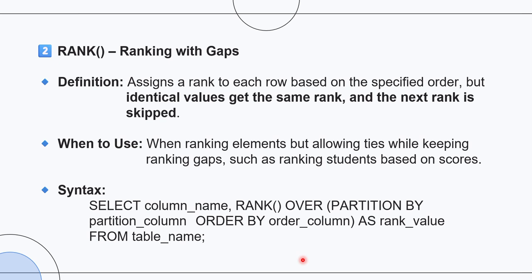Next is rank. Rank assigns the same rank to rows with identical values. However, after a tie, the next rank is skipped. For example, if two employees are ranked second, the next employee receives rank 4. The third rank has been skipped. So the syntax is the same. The only difference is here we have used the rank function.